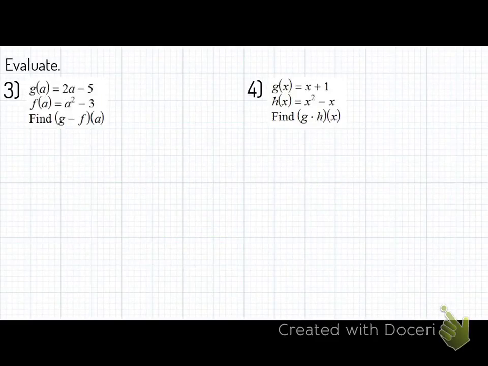We're going to do number 3, so let's look at number 3 together. We got g of a is equal to 2a minus 5. We got f of a is equal to a squared minus 3. And so it's saying, hey, let's take g of a and subtract f of a. Okay? So, the big idea here, let's do this one together. You're all writing this down. Let's go.